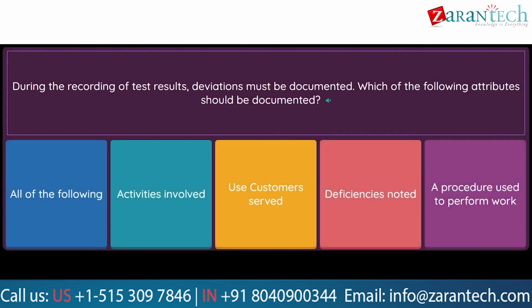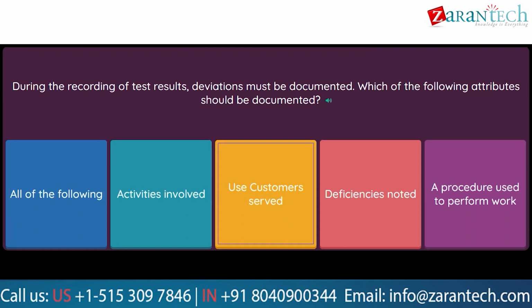Question: During the recording of test results, deviations must be documented. Which of the following attributes should be documented? Option 1: all of the following. Option 2: activities involved. Option 3: users or customers served. Option 4: deficiencies noted. Option 5: a procedure used to perform work.